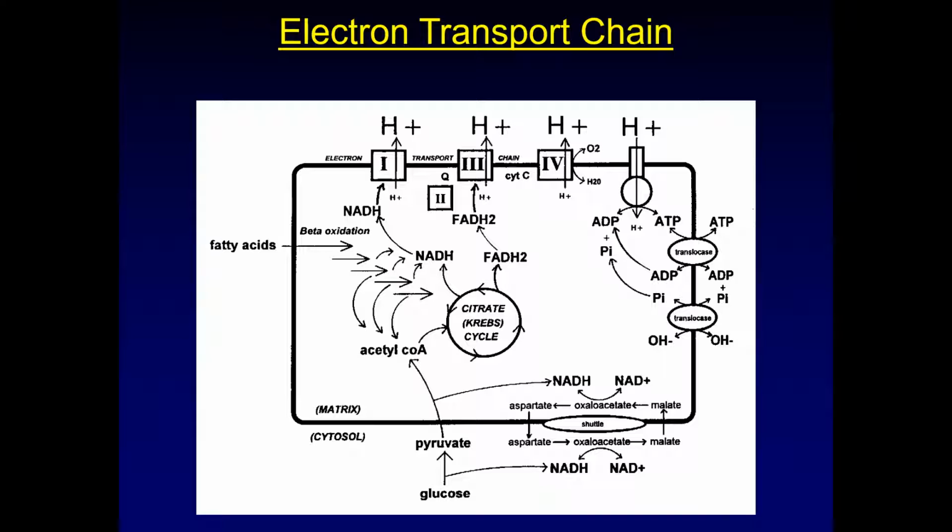Okay, so there we go. Here we have the matrix. This is the inside, right? This is the inner mitochondrial membrane on this side. We're making our pyruvate. I kind of like this.